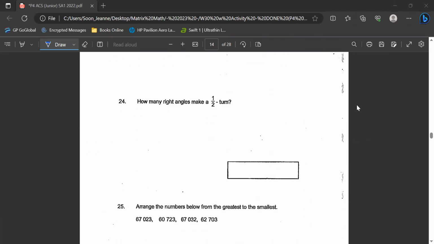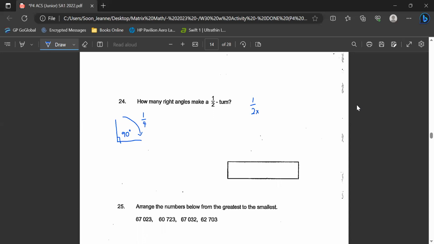Okay, it says how many right angles make a half turn? So a right angle, as I roughly draw, is actually 90 degrees, right? A right angle is 90 degrees because the lines are perpendicular to one another. So I want half a turn. If you look at this, it is actually 1/4 of a circle. Okay? So if you want to make half, half means how many quarters?